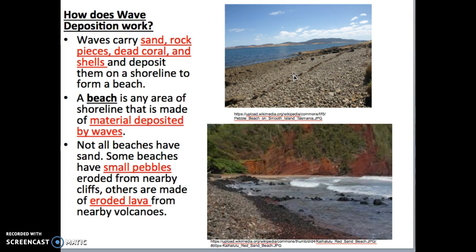Some beaches have small pebbles, like in this one. This is a beach completely made of small pebbles. Others are made from eroded lava from nearby volcanoes, such as in this picture. You can see the type of rocks that are deposited are eroded igneous rock.